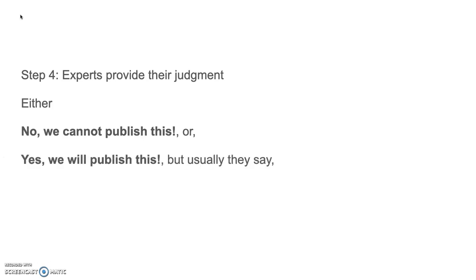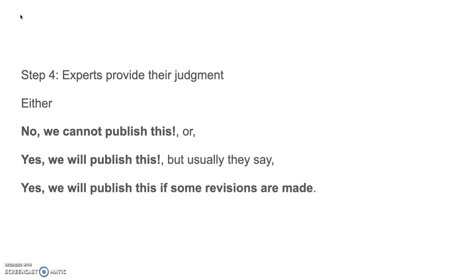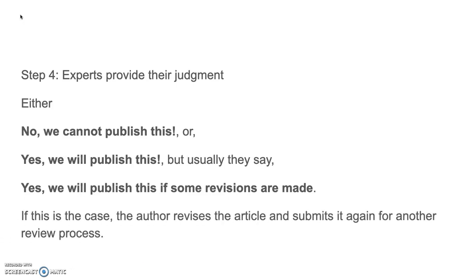The 4th step is that the experts provide their judgment. Either they say, no, we cannot publish this article, or they say, yes, we can publish it. But usually what they say is, yes, we will publish this if there are some revisions made. If this is the case, the author then has to revise their article and they have to submit it again for another review process. So it goes through that whole process again.